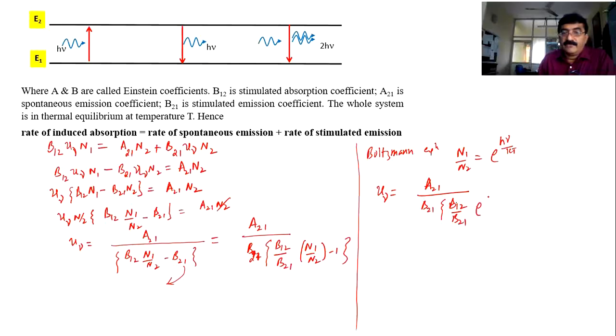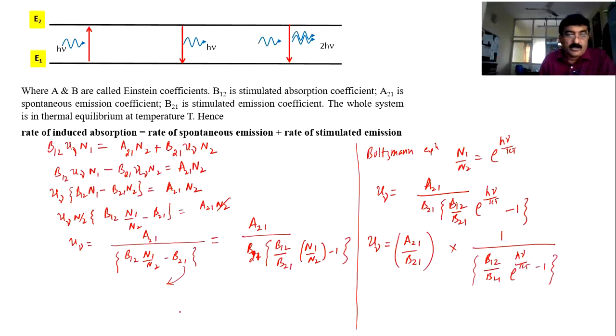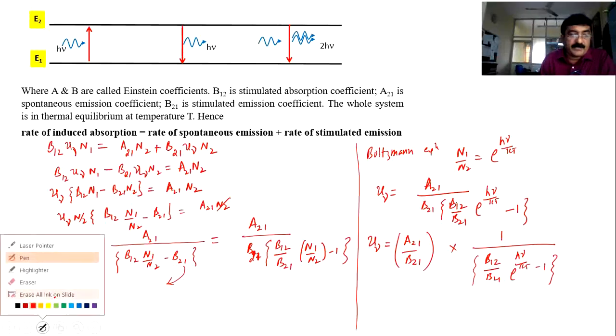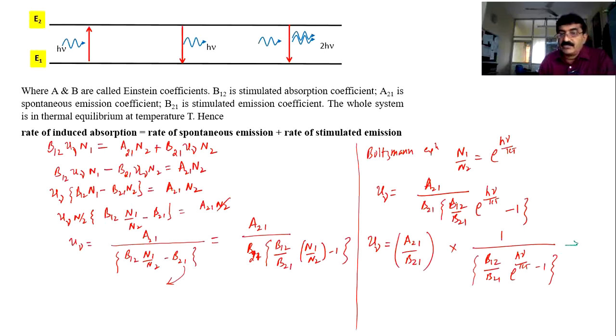In the place of N1 by N2 I write e to the power of h nu by kT minus 1. Or I simply write U nu is equal to A21 by B21 separately into 1 divided by B12 divided by B21 e to the power of h nu by kT minus 1. Okay, so this is one equation. I call this equation 1.